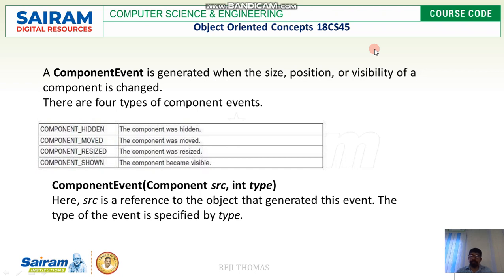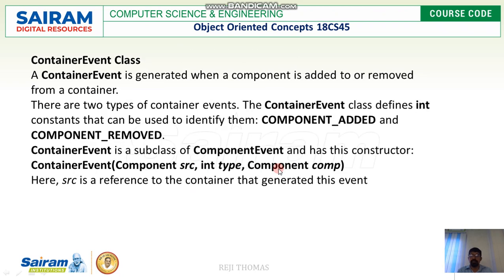Next is the component event class. It has a single constructor. It takes two parameters: one is src, the other is type. src is normally a reference to the object that generates the event, so it will vary based on the object which generates the event. The type of the event is specified by type. In the same way we have a container event class.